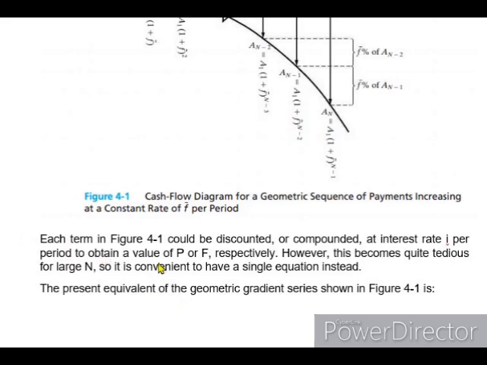Then, each term in figure 4-1 dito could be discounted or computed at the interest rate I per period to obtain a value of P or F respectively. So, pwede natin gamitin yun para sa computation ng P or F. However, this becomes quite tedious for large n. So, it is convenient to have a single equation instead. So, mas mahaba kasi siya kung mataas yung value ng n. So, magkakaroon tayo ngayon ng equation.